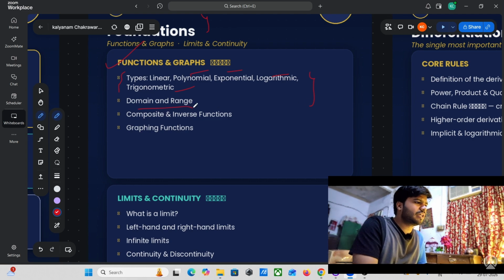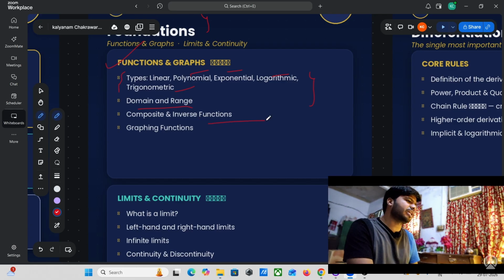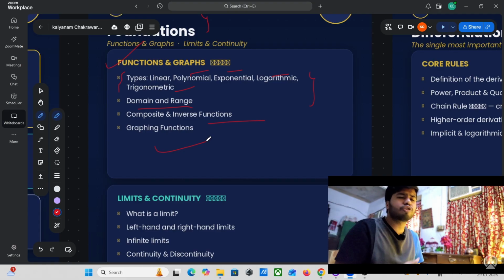And domain and range you need to follow thoroughly. And the composite and inverse functions, like graphing functions. Although I will share this roadmap as a PDF in my comment section as well.